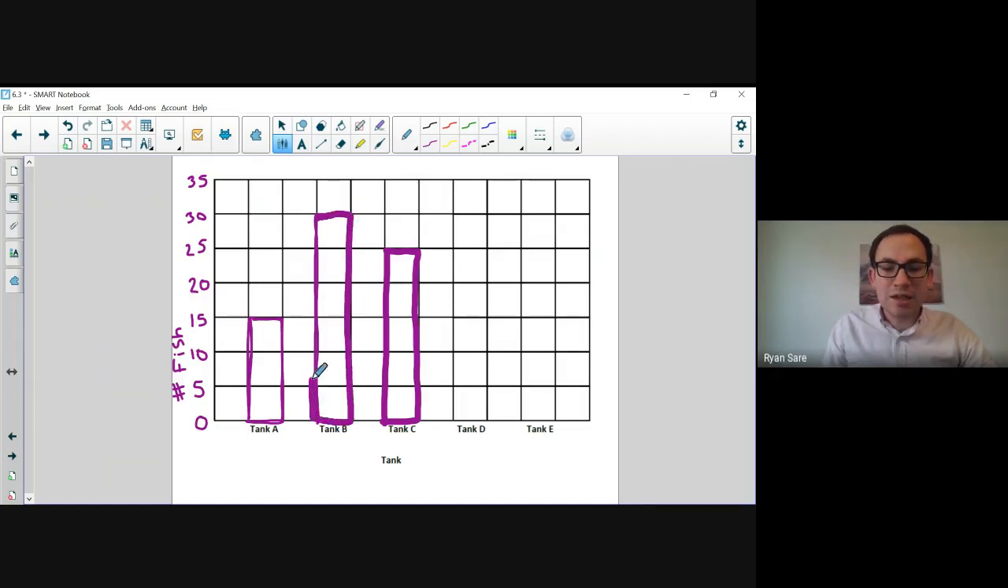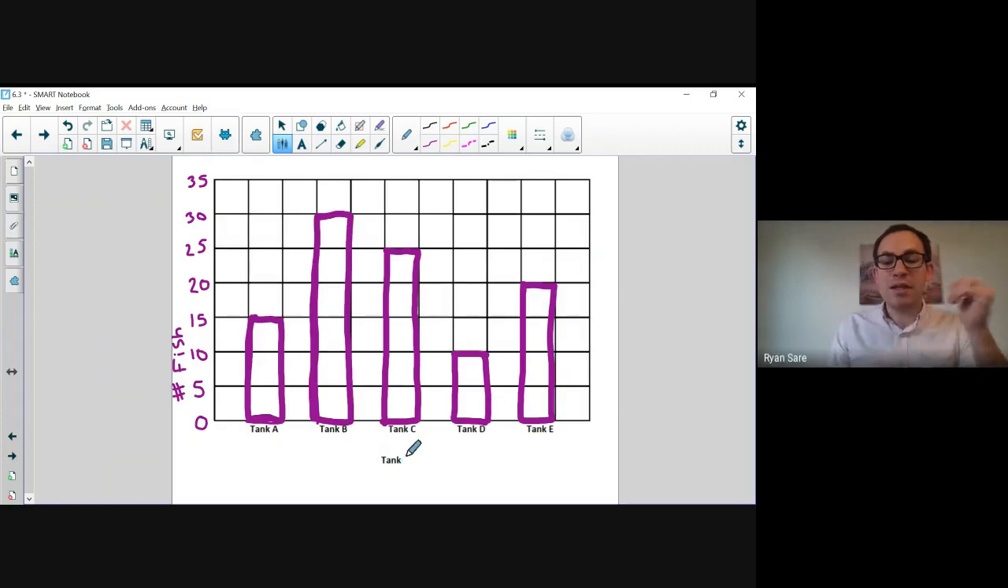Tank D, I want you to try to, tank D was at 10. So where do you think it's going to go up to? Let's see. Here's where 10 is. So if I go across and follow that line, it's going to go right up to here. So now I've marked off where it is and I can fill in the rest of my bar. The last one, tank E, was 20 fish. So I'm going to go up to this point and fill in the rest. Okay.